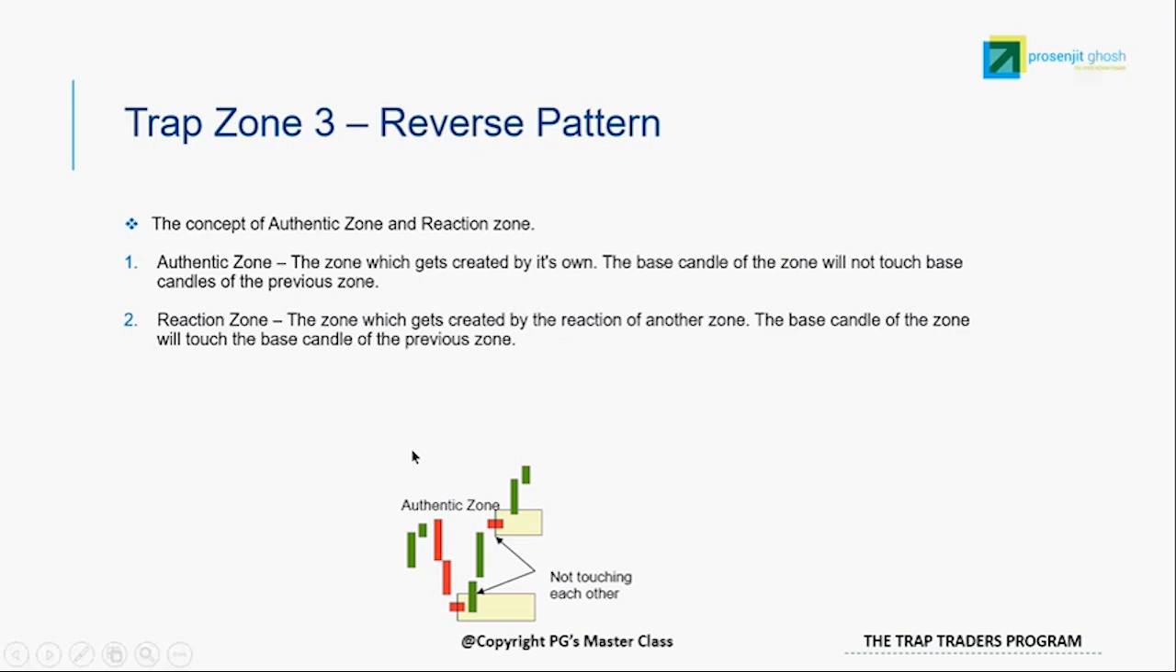Anyway, now price moves up, again comes down and creates a base candle, and as you see, this is a break limit zone anyway. So price gives a bounce, and another drop base rally gets created. Tell me, my friends, is this particular drop base rally an authentic zone or a reaction zone?